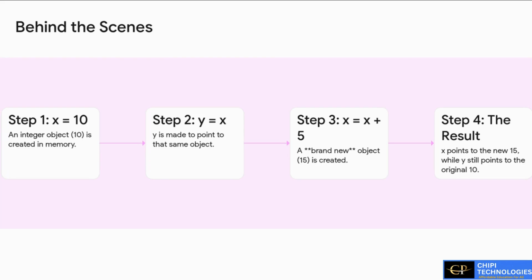But here's the magic trick. When we said x equals x plus 5, Python couldn't change the original 10 object because it's immutable. So what did it do? It had to create a brand new object for the value 15, somewhere else in memory. Then it just moved the x label over to this new object. And the y label? It never moved. It's still sitting there, faithfully pointing to the original unchanged 10.